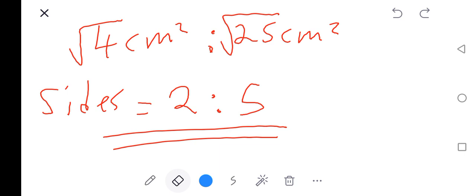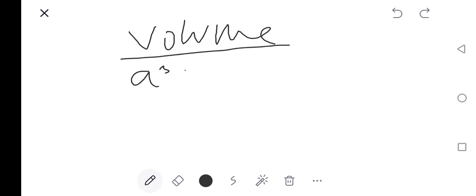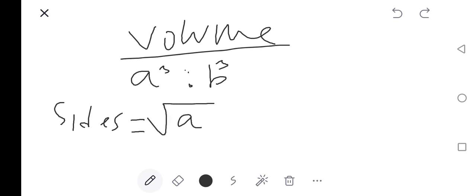Now, what happens when we are given volume? Volume is A to the 3, B to the 3. So how can you find the sides? You cube root. You have to find the cube root of these numbers that you have, for you to get the sides. Let me do an example. That's when you get it.